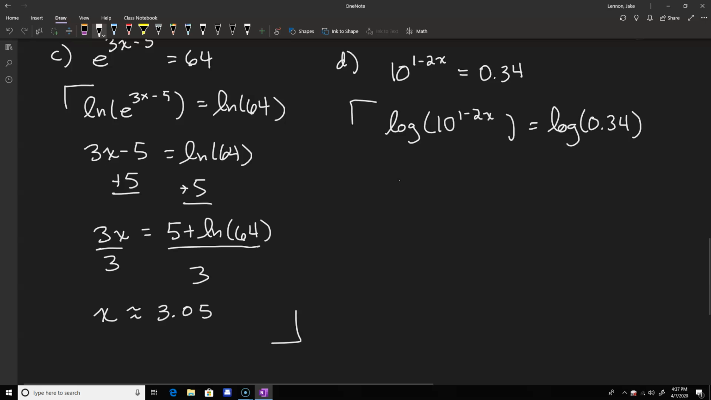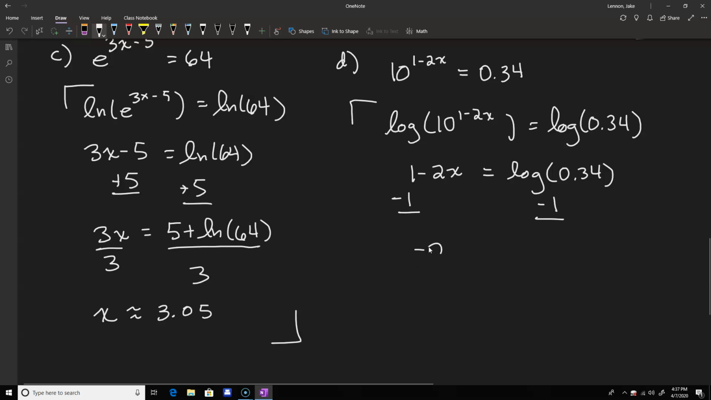So then again, we want to bring down the exponent. Actually, we don't need to bring down the exponent because we use the common log, so it just cancels. So we end up with just whatever that exponent was, which was 1 minus 2x, and that'll equal the log of 0.34. Okay, so then what are we doing? Well, we have a positive 1 that we need to subtract, and then we're going to have to divide by a negative 2. So we start by subtracting 1 on each side.